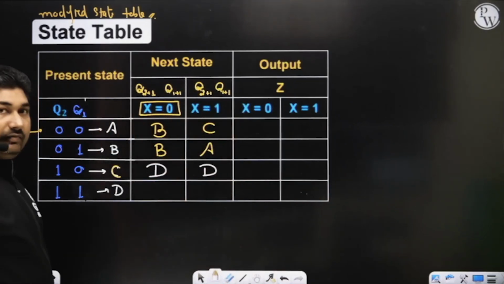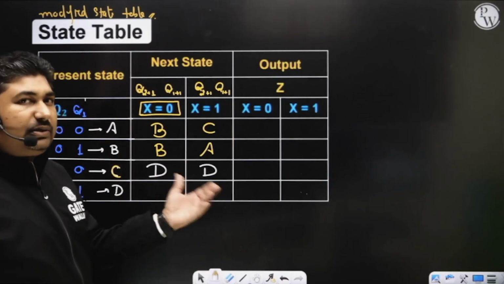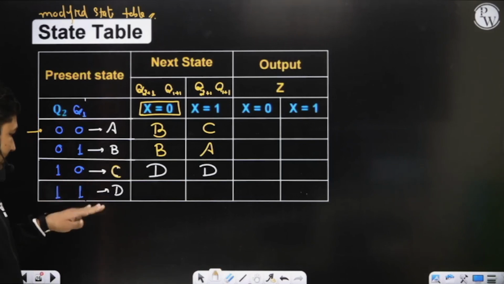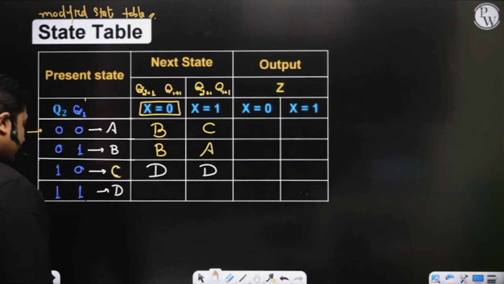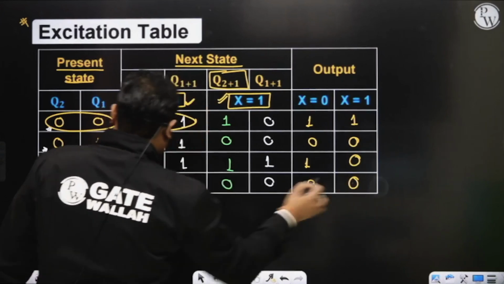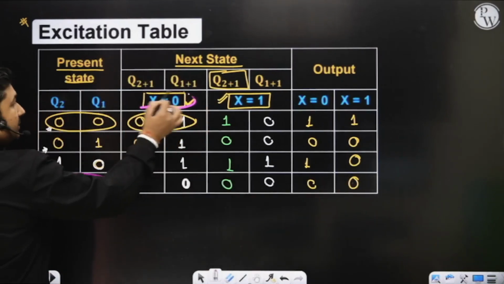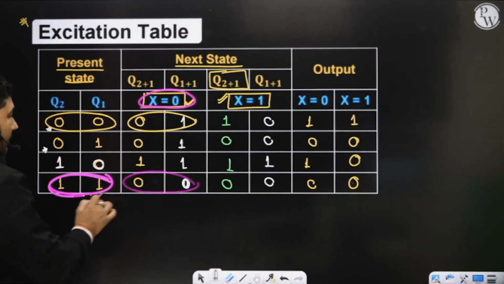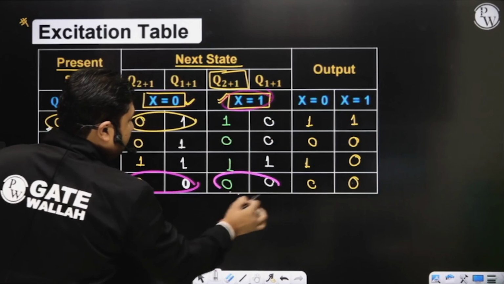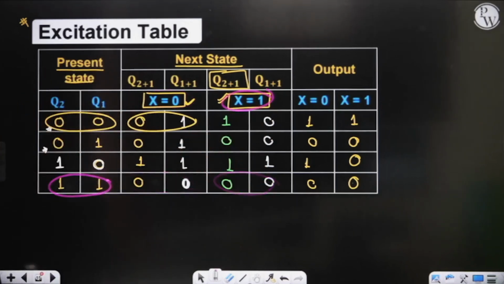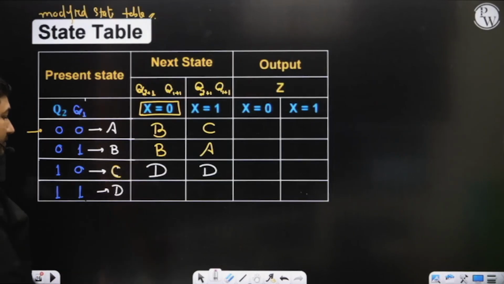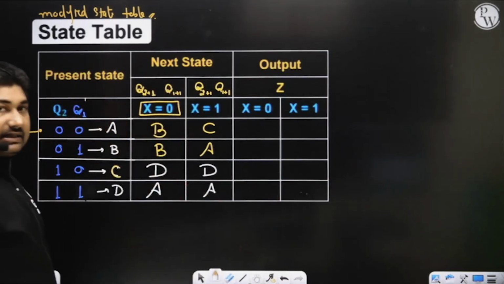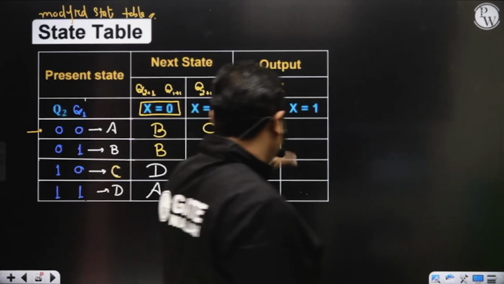Great, sir. What about the output? I am going to write it again. Please see. With the present state 1, 1, it means state D. With the present state D, input x equal to 0, what is the next state? A. With x equal to 1, what is the next state? A. So we are getting state A only. Up to this part everything is clear? Yes, sir. Great. Come to the output Z.